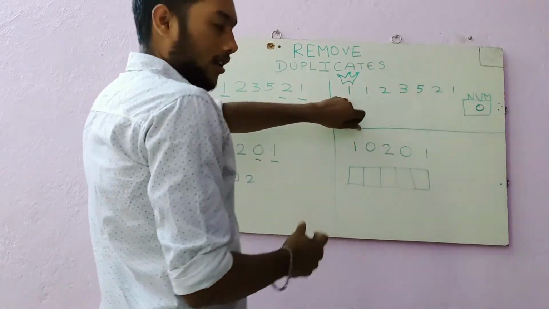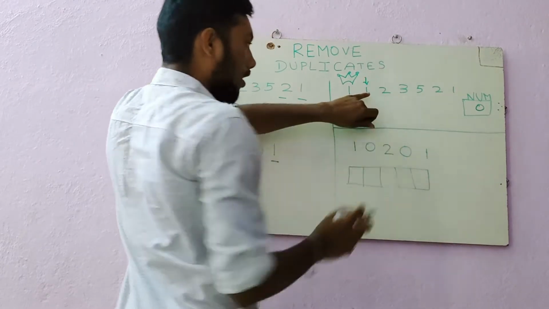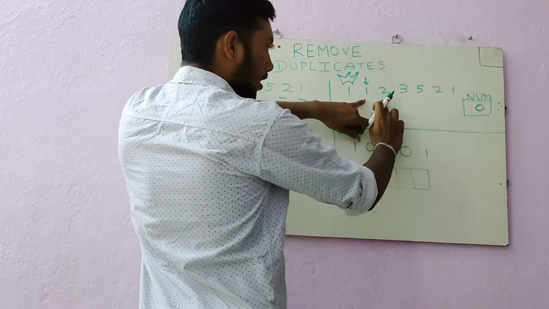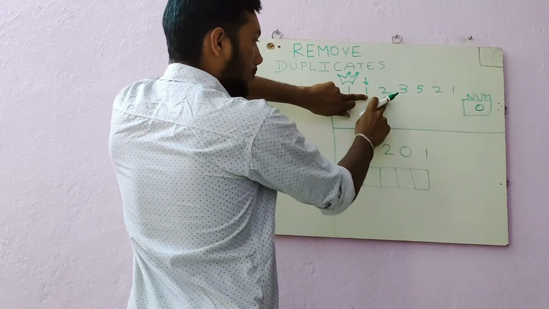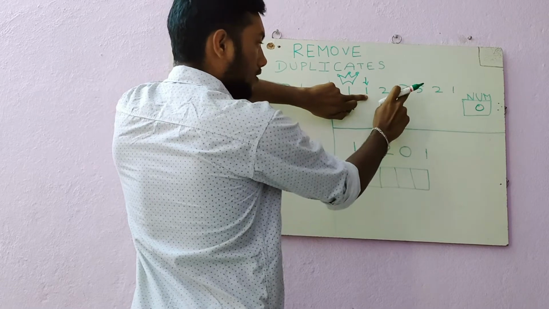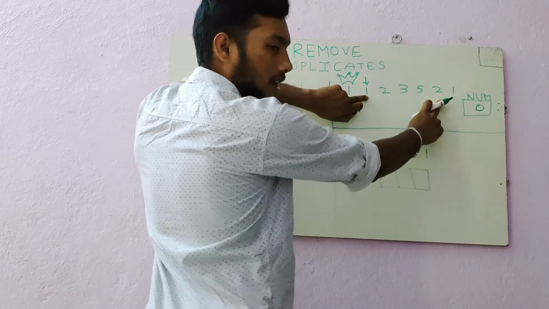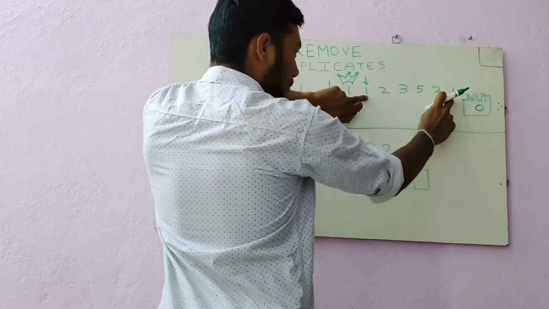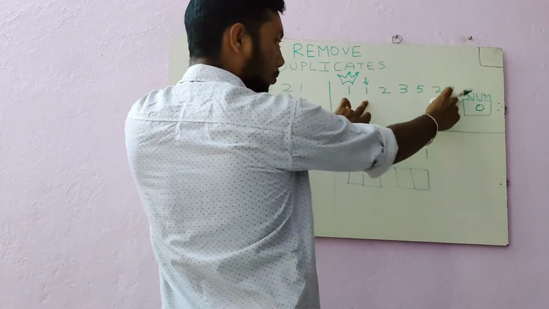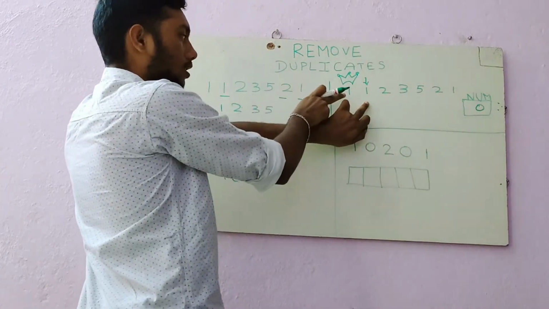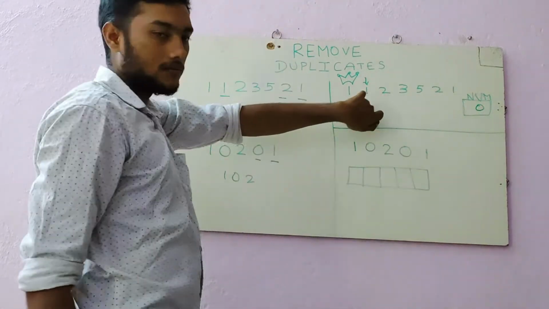Now this king will give authority to the next person in the array. The work of this person is to check whether it has a duplicate of himself. 1 will check him, no, he is not a duplicate. We'll check 3, he is also not a duplicate. We'll check 5, not a duplicate. We'll check 2, also not a duplicate. Then we'll check 1, it is a duplicate. Now what he will do is replace the value of the duplicate with the king. So already it is 1, it will be replaced with 1 here.